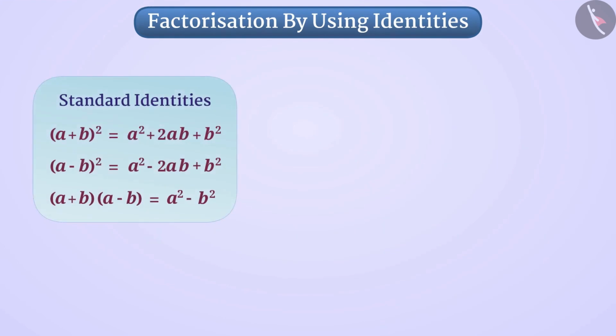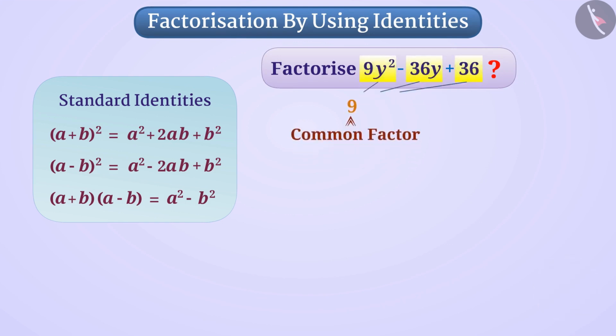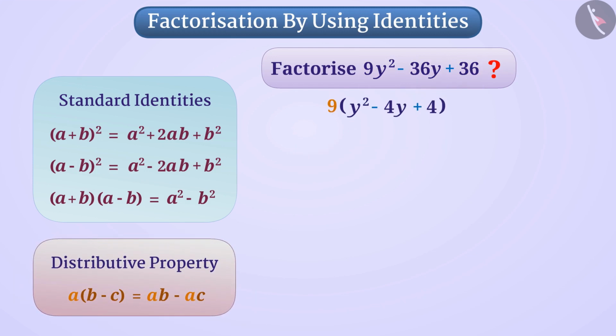Now suppose we want to factorize 9y square minus 36y plus 36. Then how will we do this? Think. Absolutely right. Here factor 9 is common in all three terms. So under the distributive property, we can take it outside the bracket like this. We can write the expression written inside the parenthesis like this.